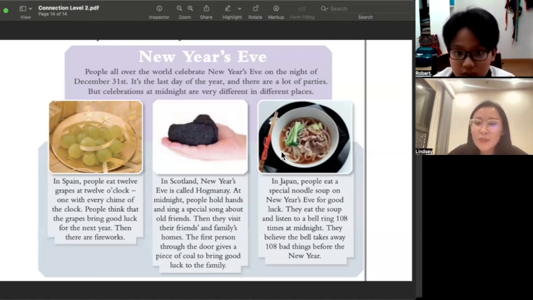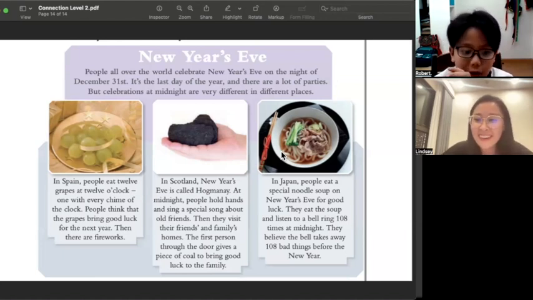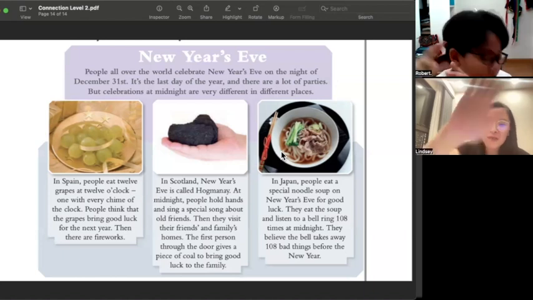Do you like to stay up late to watch fireworks like that, or do you want to go to bed early? I want to stay late to watch fireworks. Good job. High five, Robert.